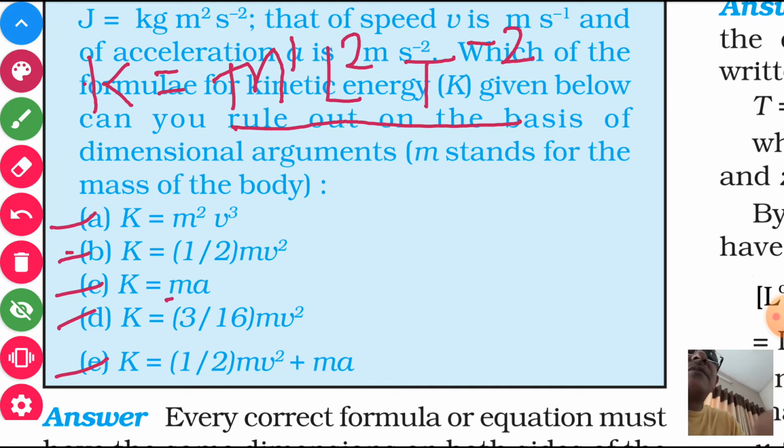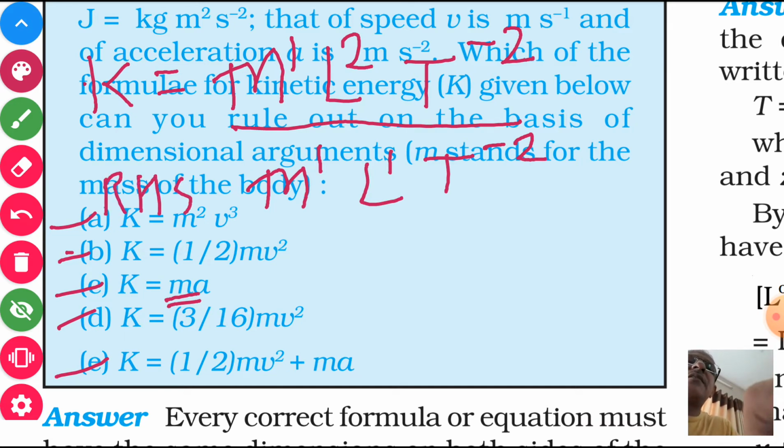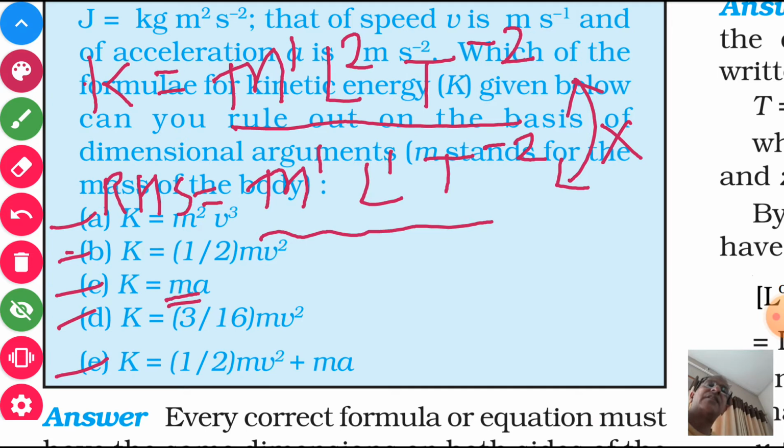Now the third one I am trying to solve is ma. The dimension of m is M¹. Acceleration is what? Meter per second square, so L¹T⁻². It is simplified only. This is the dimension on the right hand side. The dimension on the right hand side is not matching with the left hand side, so it is not a dimensionally correct equation. Similarly you can go for all of these and try to solve them.